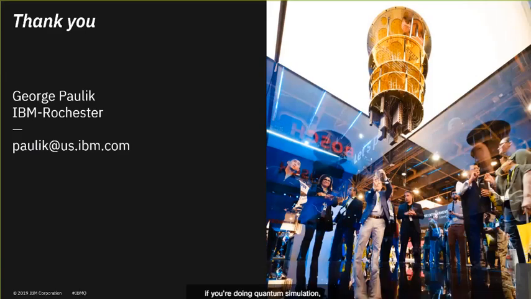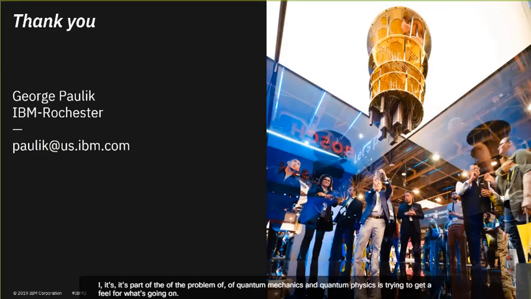So if you're doing quantum simulation, it's easier to set it up than it is to tackle a problem in material science, where you'd say, how do I go about developing a metal that's lighter than steel yet stronger than it? I hope that answers your question. It's part of the problem of quantum mechanics and quantum physics, trying to get a feel for what's going on.